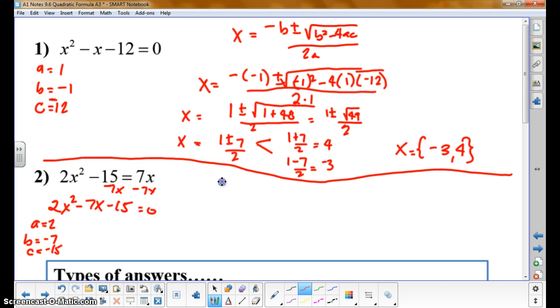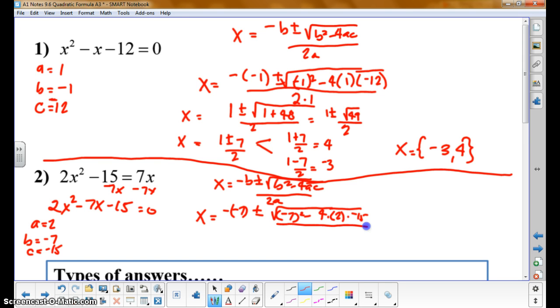So we write down the quadratic formula. x is equal to negative b plus or minus the square root of b squared minus 4ac, all over 2a. And then we do our substitution. So x is equal to negative of negative 7 plus or minus the square root of b squared, which is negative 7 squared, minus 4 times 2 times negative 15, all over 2 times 2.